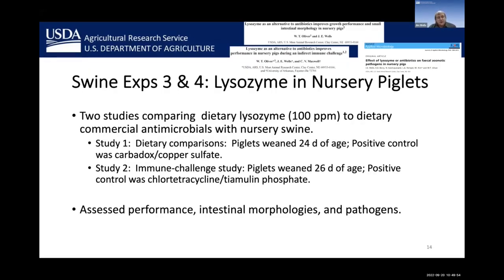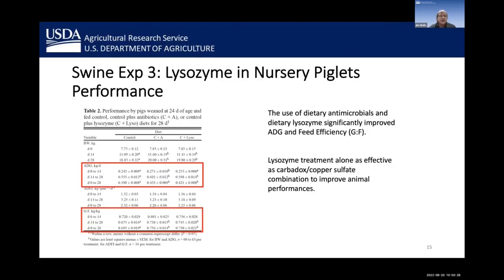So there were two other studies we did, and here we went into the nursery phase of production. Study one was a dietary comparison, and these were piglets weaned at 24 days of age. Here we used a positive control of carbadox coprosulfate. Study two, we used an immune challenge type of study. Here the piglets were weaned at 26 days of age, and we used as a positive control, as the industry was starting to shift to a chlortetracycline tiamulin phosphate combination at the time. And so that's what we used as our positive control. We assessed both performance, intestinal morphologies, and some pathogens.